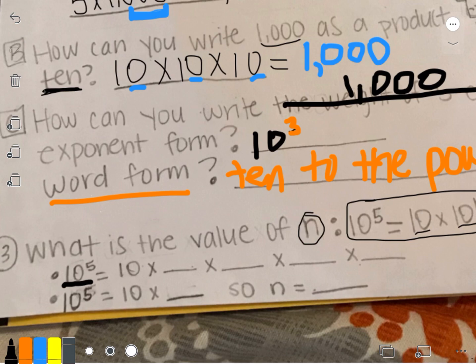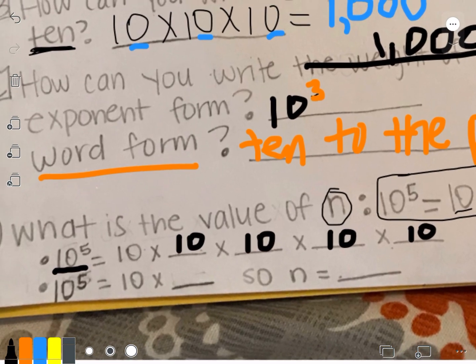By now, you guys should know that that 5 tells you how many 10s you have to have in your multiplication problem. So I already wrote 1 for you, so you should have how many? 5. Very good, because the exponent is 5. So there's 1, 2, 3, 4, 5. So 10 to the power of 5 equals 10 times 10 times 10 times 10 times 10. There's 5 10s multiplied together.